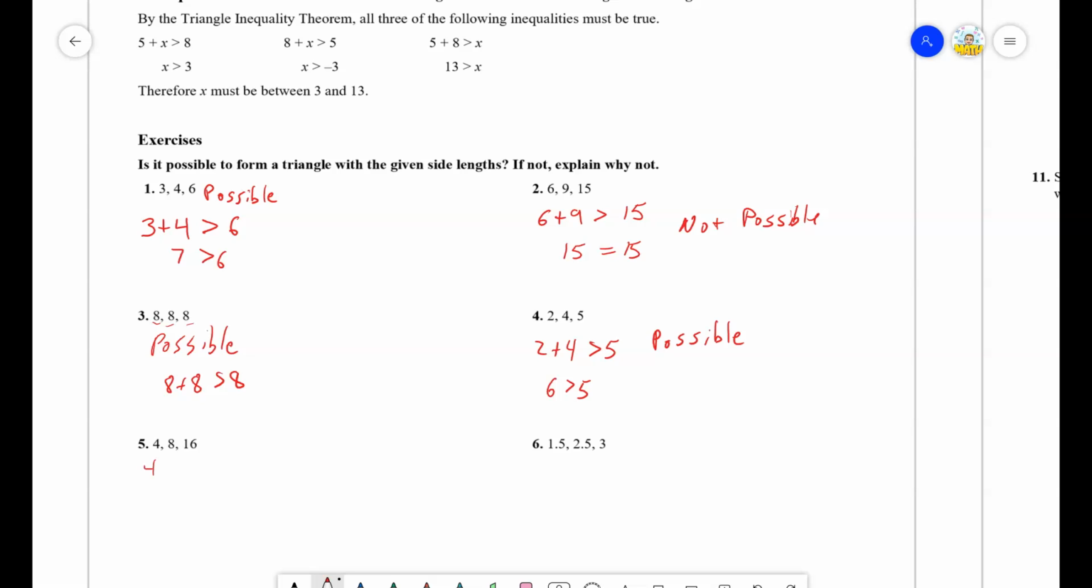In this case here, we have 4 plus 8, the two smaller sides. We need that to be greater than 16. 12 is less than 16, so this is not possible.